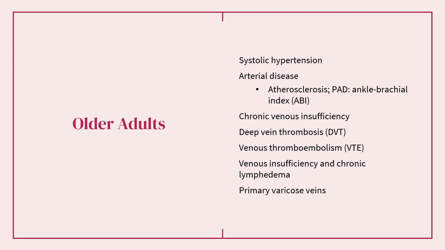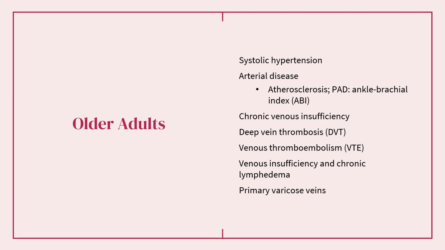Chronic venous insufficiency. Over time, venous valves weaken, which can lead to blood pooling in the legs, edema, skin discoloration, and venous ulcers. Older adults are also at risk for DVT or VTE, which is deep vein thrombosis and venous thromboembolism, due to immobility, sometimes surgery, and chronic illness. So we are always assessing for unilateral swelling.